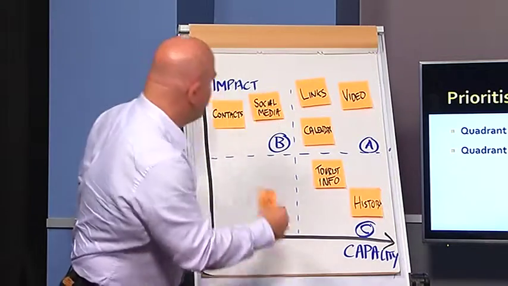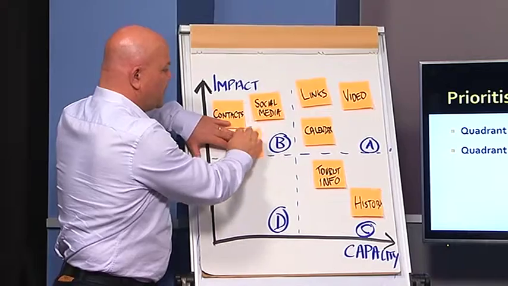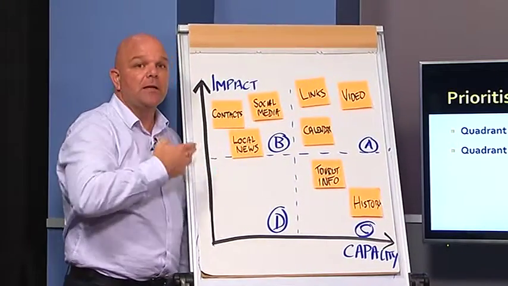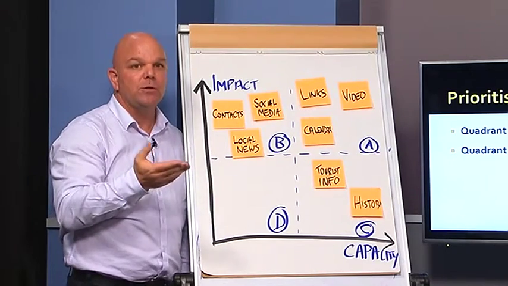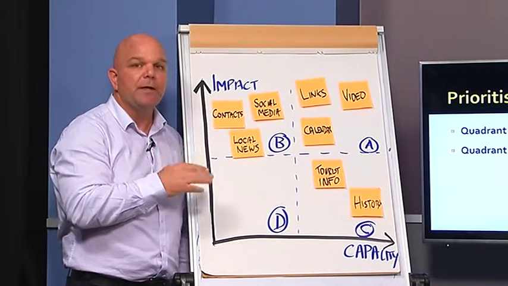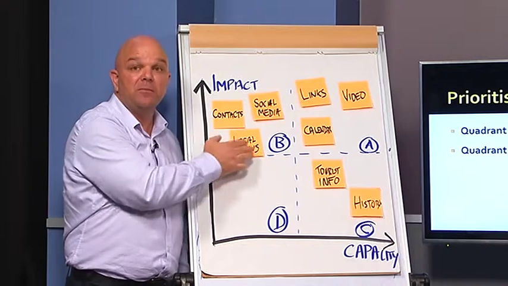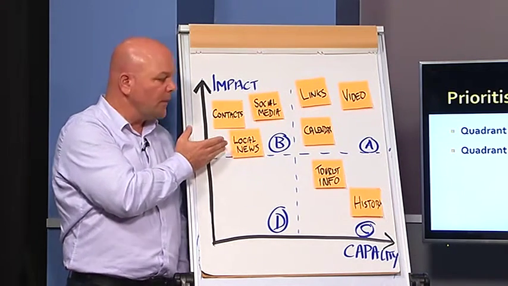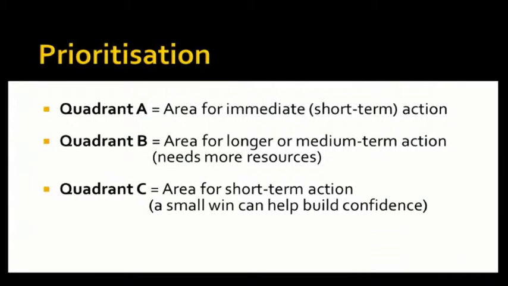And the other one we put there, again, would be having local news, which would probably have a high impact for your website. There's still the effort in getting media releases, going and finding the stories, getting the pictures, the people in there. So that can be a bit of a challenge, and you may need somebody with some good media skills to be able to do that. Let's move across to Quadrant C.